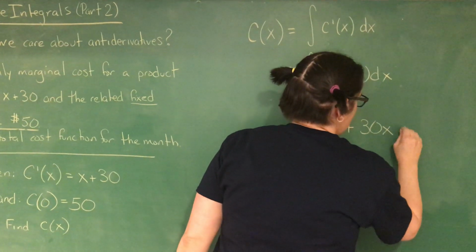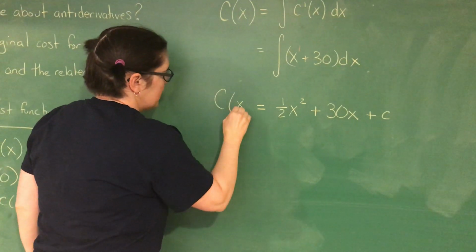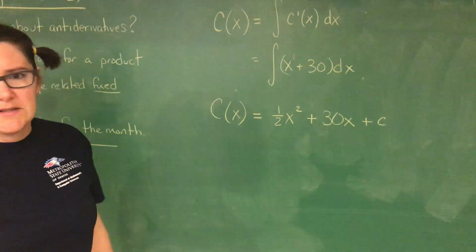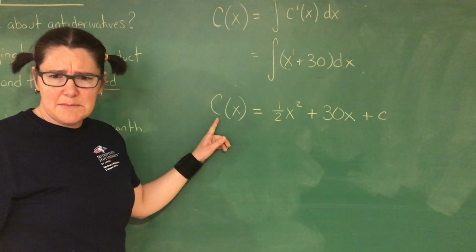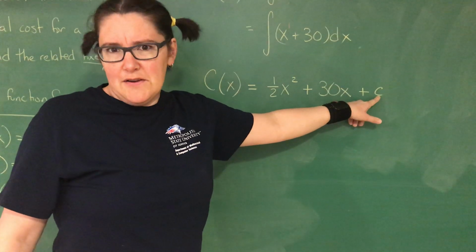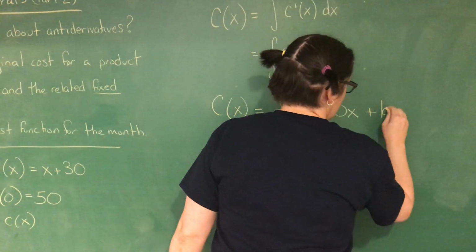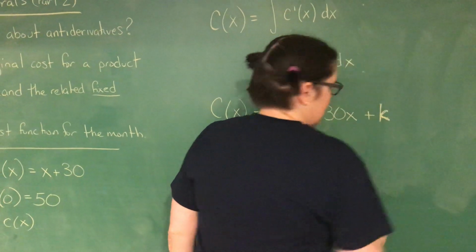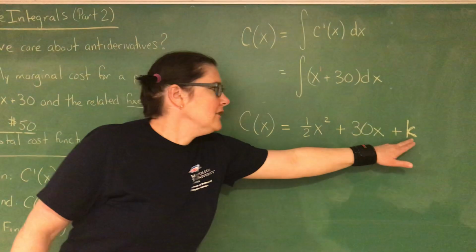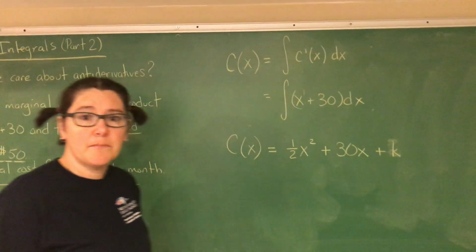All right, and then we have plus some constant. So we have our cost function is 1/2 x squared plus 30x plus c. Now, our cost function is named c, and c is standing for cost. So this c over here is not the same as our cost function, so I'm going to change that c into a k and spell constant with a k. That's okay. I just need to have some kind of a letter over here that maybe isn't the same letter as the name of my function.